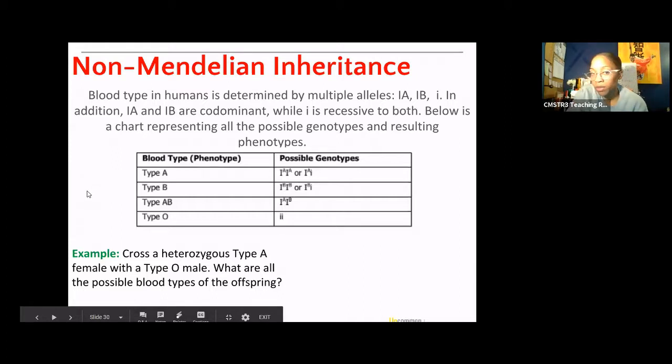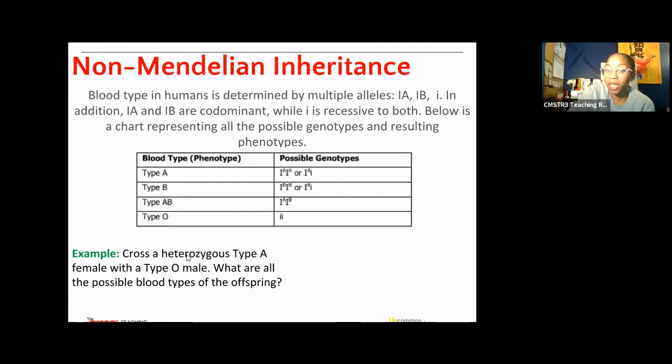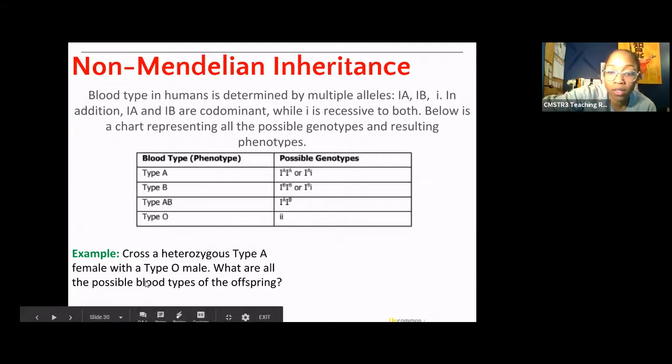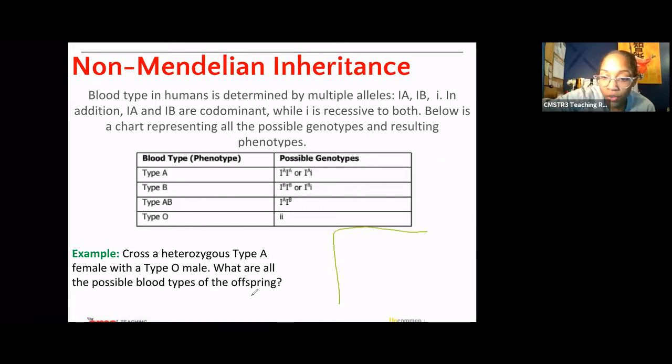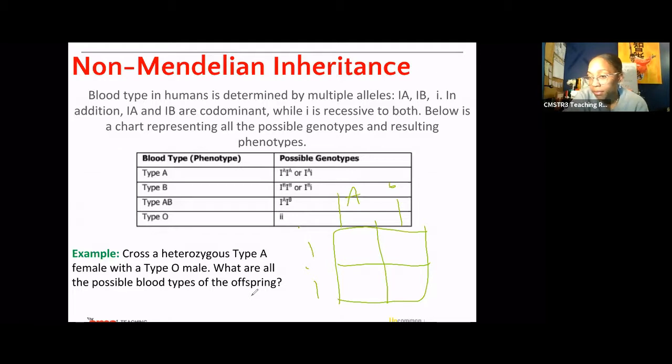At first, it seems like you're gonna have to do a big old dihybrid cross, but luckily because it tells you the mom is heterozygous type A and the father is type O, you can do a regular 4x4 Punnett square to solve this problem. So it can be A or O. If I draw it out, the mom is heterozygous type A, so that means they're gonna be IA, and then a lowercase i over here. The father is type O, and the only genotype we can have is lowercase i. Same thing as saying O.